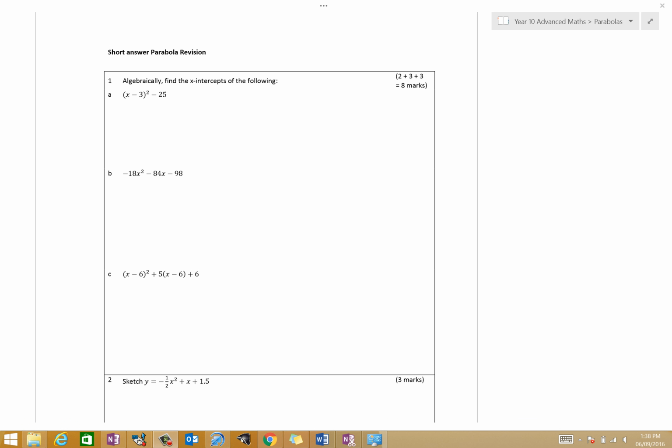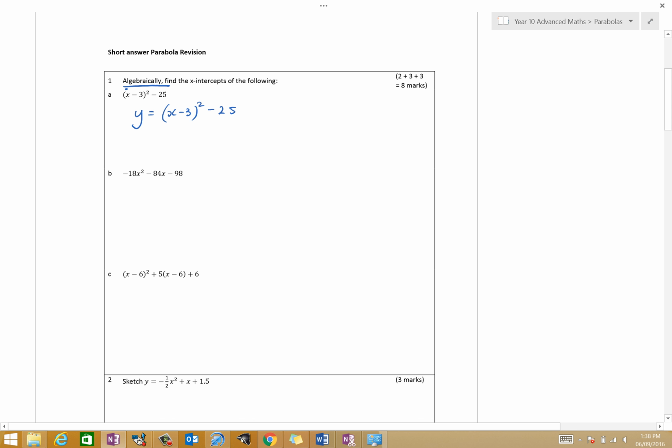All right, now it says here, we're going to be going through this one. It says algebraically. Now, if in a test it says algebraically, that means do it by hand. Now, it says find the x-intercepts of the following. Now, we have this. We have y equals (x minus 3) all squared minus 25.